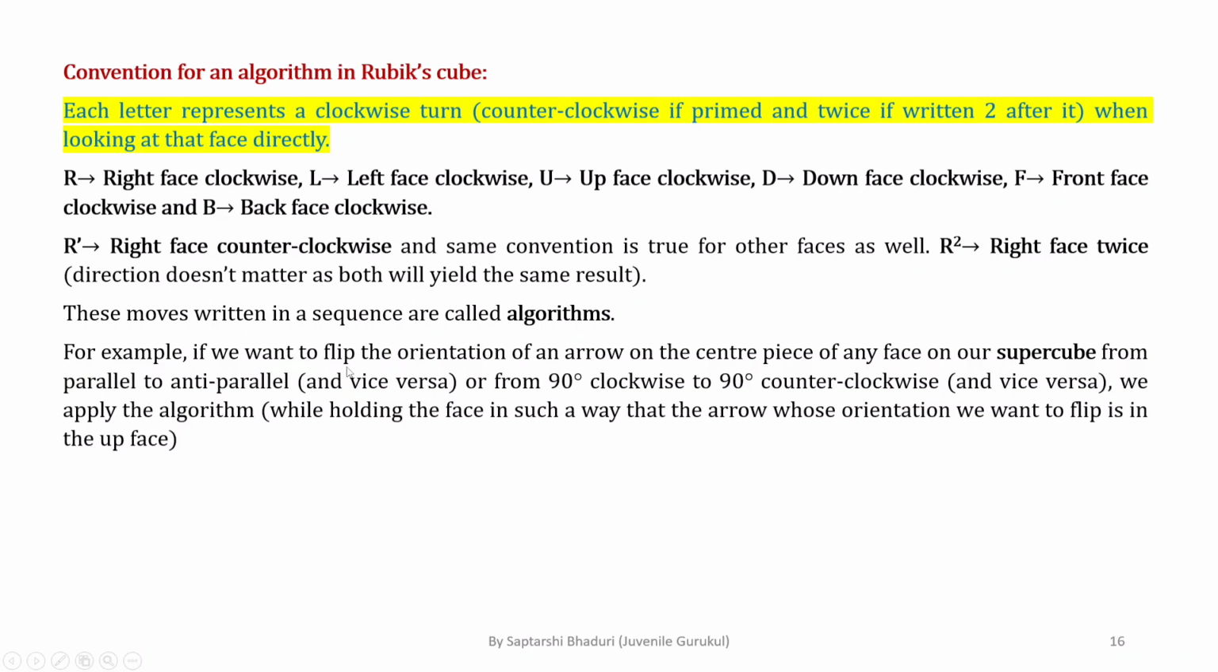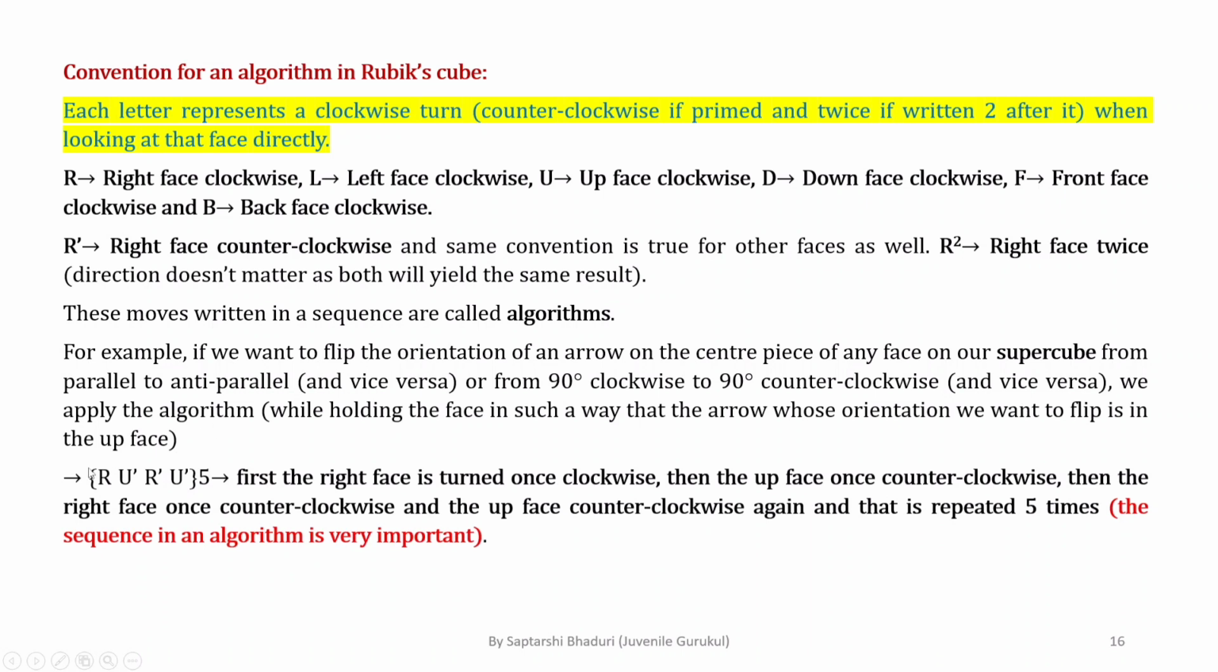For example, if we want to flip the orientation of an arrow on the centerpiece of any face on our supercube from parallel to anti-parallel and vice versa, or from 90 degrees clockwise to 90 degrees counterclockwise and vice versa, we apply the following algorithm. R, U prime, R prime, U prime applied 5 times in a row, which states that first the right face is turned once clockwise, then the up face once counterclockwise, then the right face once counterclockwise and the up face counterclockwise again, and it is repeated 5 times.